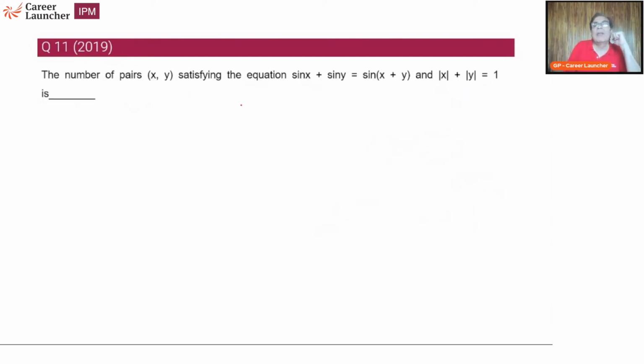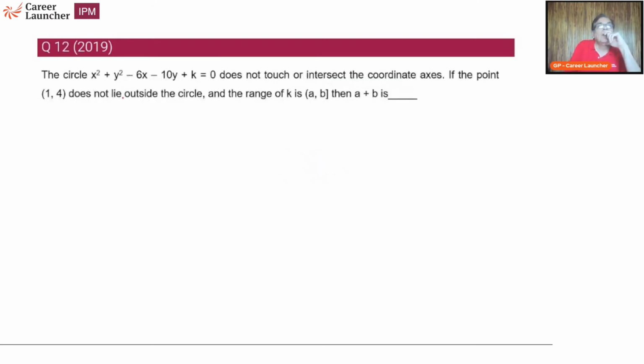Question 11: the number of pairs of x, y satisfying this expression is what? Okay, let me assume sine theta, etc. Some of you will struggle or find it difficult. So I will prefer to say this question belongs to class 11, 12 for you, and hence you should leave. Okay. The circle x square plus y square minus 6x minus 10y minus k equals 0 does not touch or intersect the coordinate axis. If one-fourth does not lie outside the circle, what is the range of k? Class 11, 12, leave. If it is 11, 12, don't ever waste your time thinking how to do it. Your task should be very simple. Leave and let's move on.